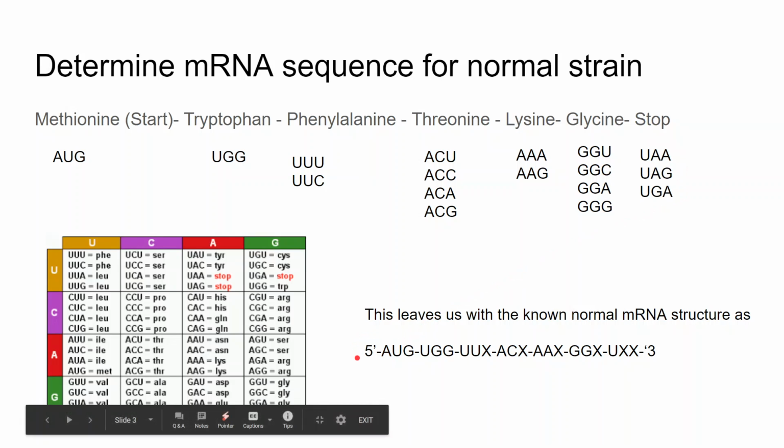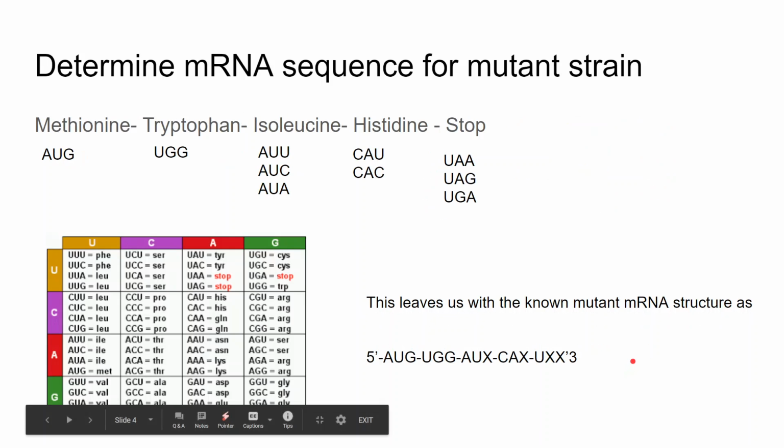This leaves us with the known normal mRNA structure as AUG, UGG, UUX, which could be either U or C, ACX, which could be either U, C, A, or G, AAX, which could be either A or G, GGX, which could be either U, C, A, or G, and UXX, which could be either A or G depending on order.